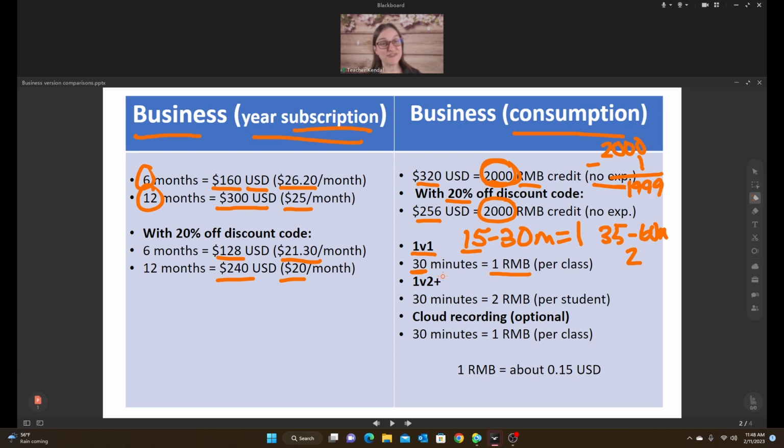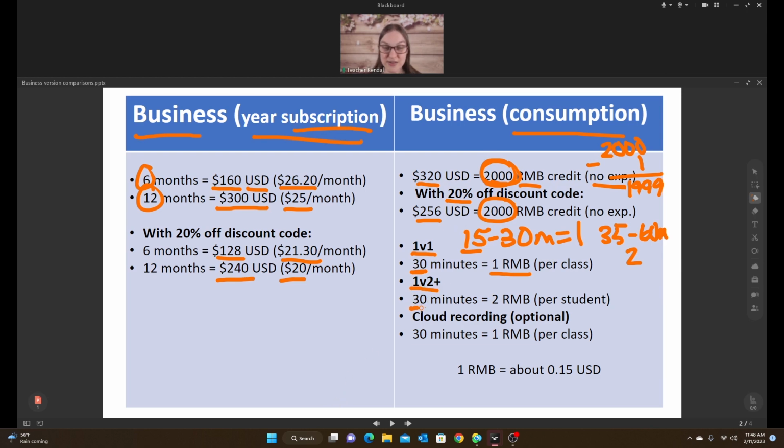If I set the class for 40 minutes, but I only stay for 30, I'm still going to be charged for the 1 hour because it's based on what you set the class for. So that's super important, making sure you set your lessons correctly. Now let's get to 1v2.